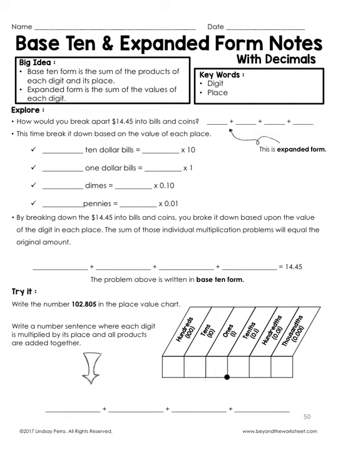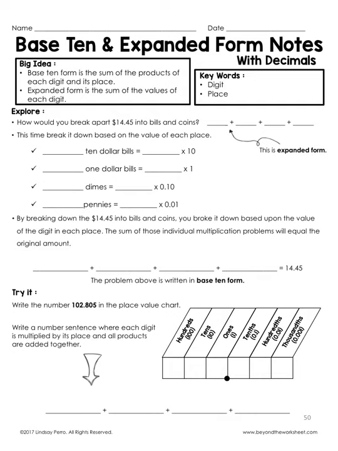Okay, so now we're going to look at base 10 and expanded form, which we've talked about expanded form some. That's just when you break things down for each place value. So if we're breaking down $14.45 into bills and coins, well, then we have $10 plus $4 plus 4/10 or 40 cents, right? And then plus 5 cents or 5/100.